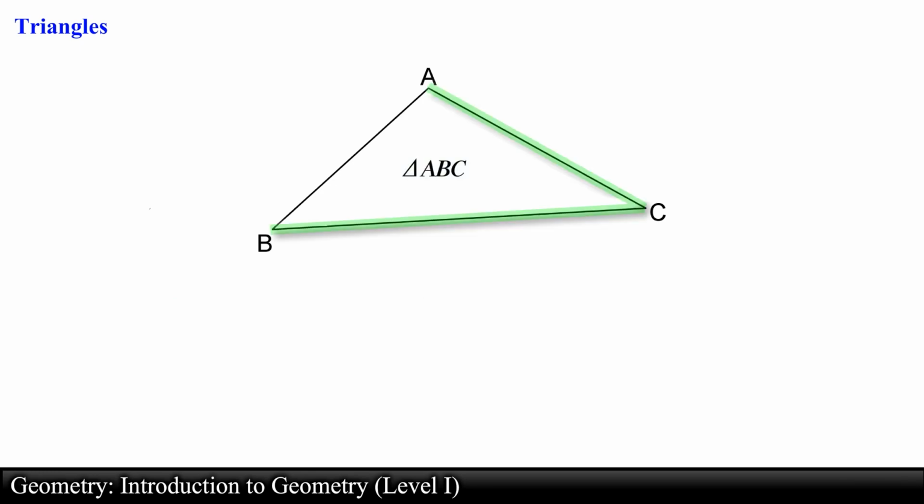Notice that a triangle has 3 segments as its sides. Notice that there seems to be 3 angles, but they contain no rays. Nevertheless, this figure contains 3 angles. They are angle A, angle B, and angle C.